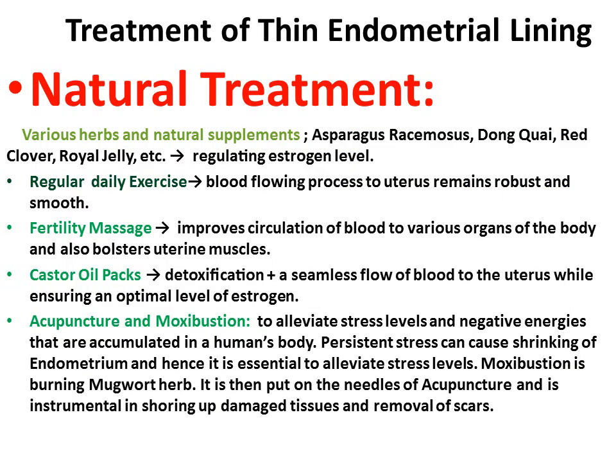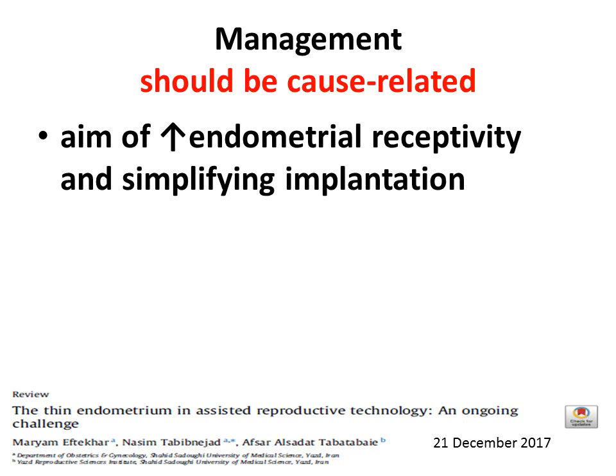Now the patients ask you, can you provide a line of treatment for this thin endometrium? Yes, we can offer natural lines of treatment like some herbal and natural supplements to regulate estrogen levels, some regular daily exercise advice for your patient to increase blood flow to the uterus, some fertility massage also to increase blood supply to the uterus and endometrium, usage of castor oil packs and acupuncture. All these are natural lines of treatment to improve the vasculature of the endometrium and the uterus as a whole.